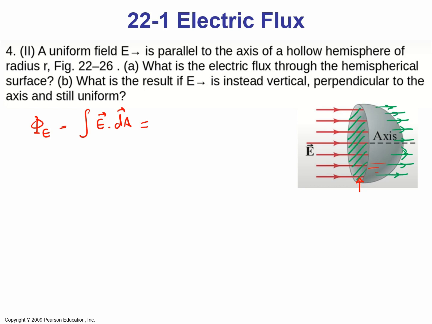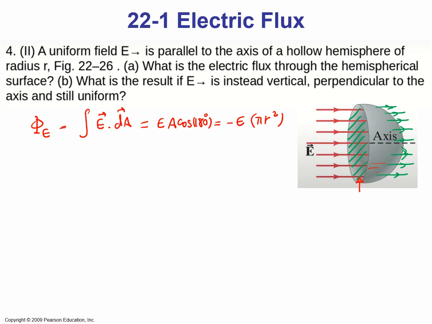But we have to pay attention that the vector for the electric field is rightward, while the vector to the surface of the circle is actually leftward. So the cosine of the angle between these two is -1, because the angle between these two vectors is 180 degrees. So we say EA cosine of 180 degrees, and that gives us minus E, and for the surface we say pi r squared.